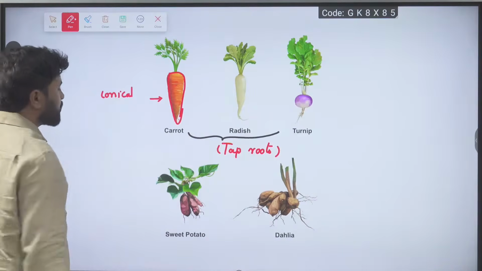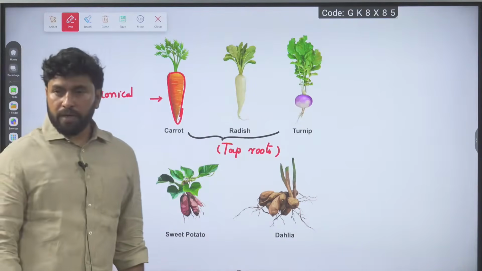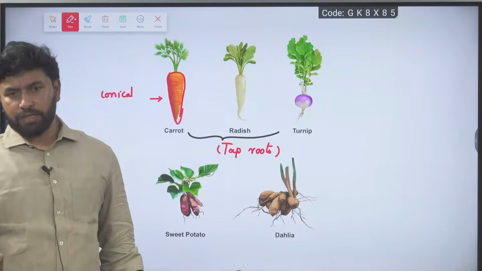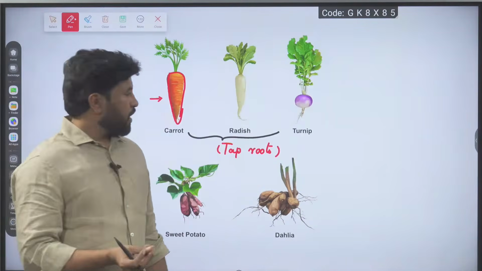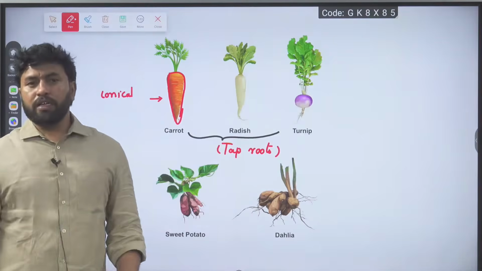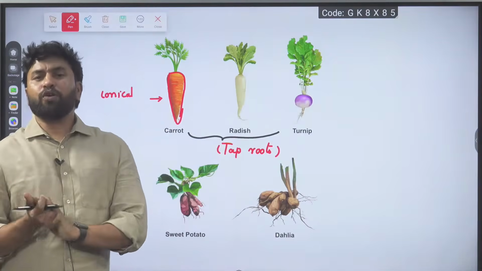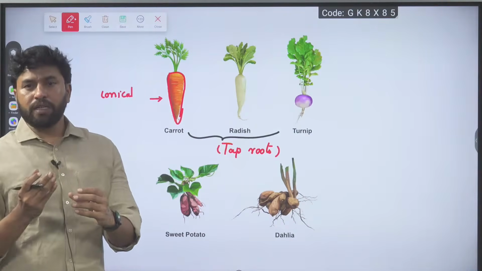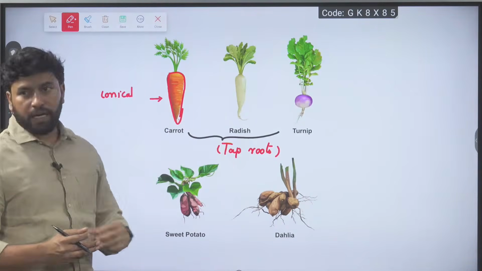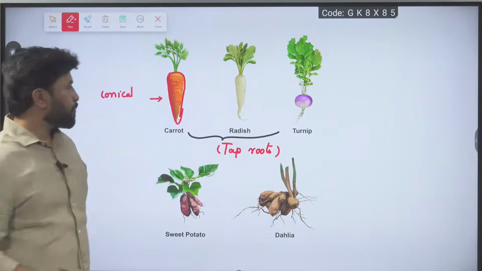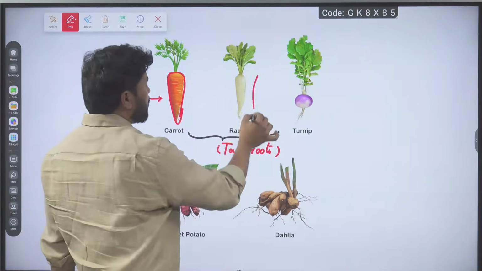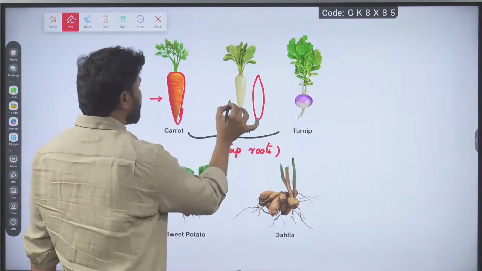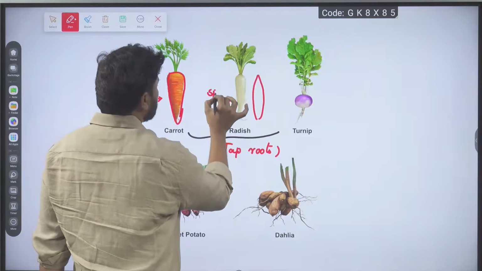It performs storage of the food, and storage of the food means what type of food? Obviously starch, a little amount of starch. And also in the carrot we will see a variety of carotenoids which are called beta carotenes. Carotenoids are the reason behind the appearance of the carrot in this orange color. This is turnip. This is radish. Radish is appearing in spindle shape.